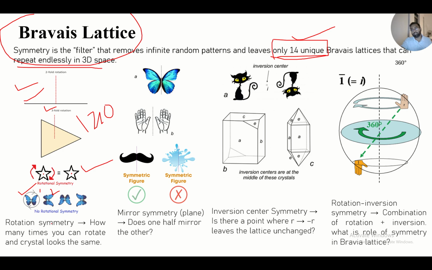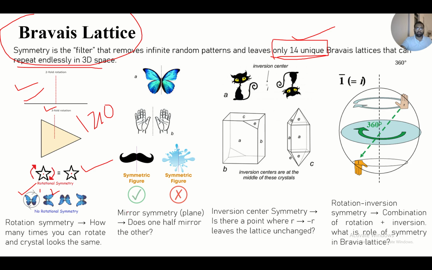You rotate it by a particular angle, but still you get the same. So you divide 360 by that angle, and you will get how many-fold rotation there is.